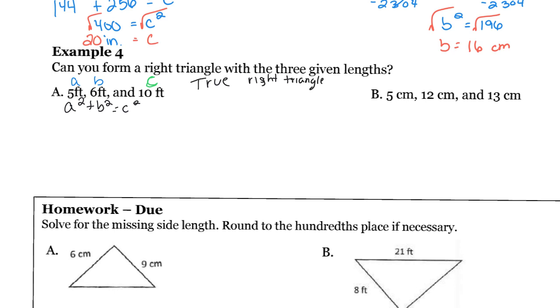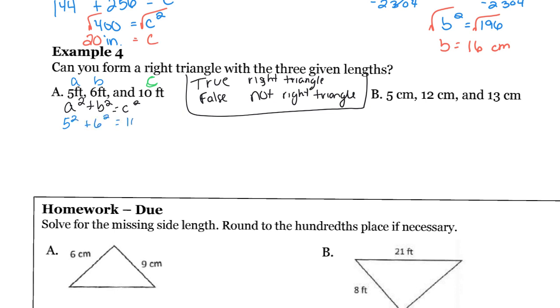If it's false, not a right triangle. Okay, so that's important to remember. So we have our A's, so we have 5 squared plus 6 squared, and then we have our C, our 10 squared. So 5 squared is 25, 6 squared is 36, and 10 squared is 100. What's 25 plus 36? That gives us 61.